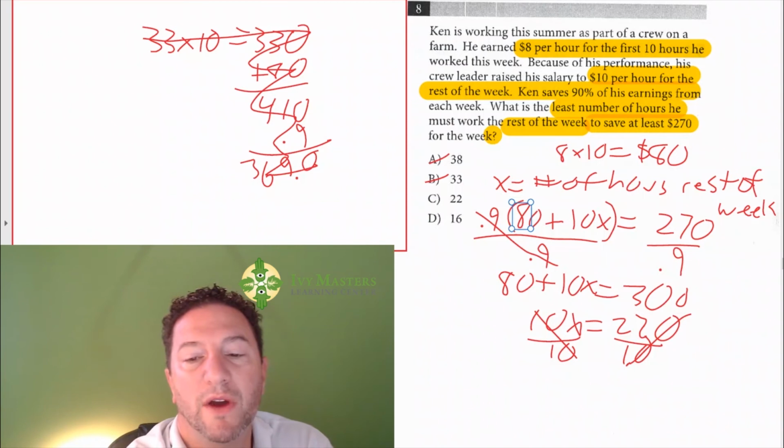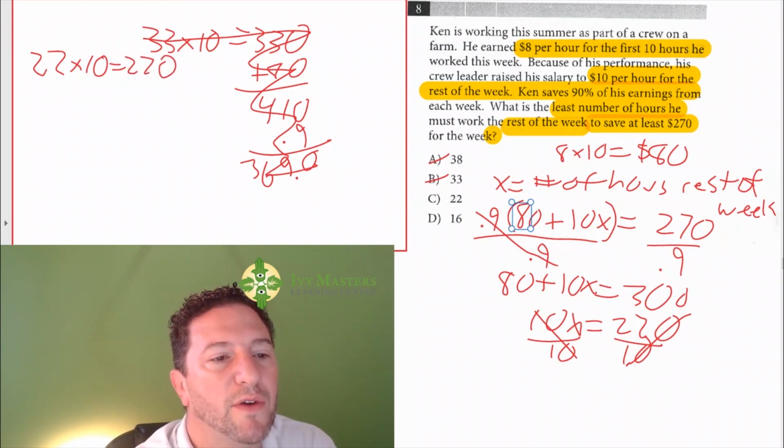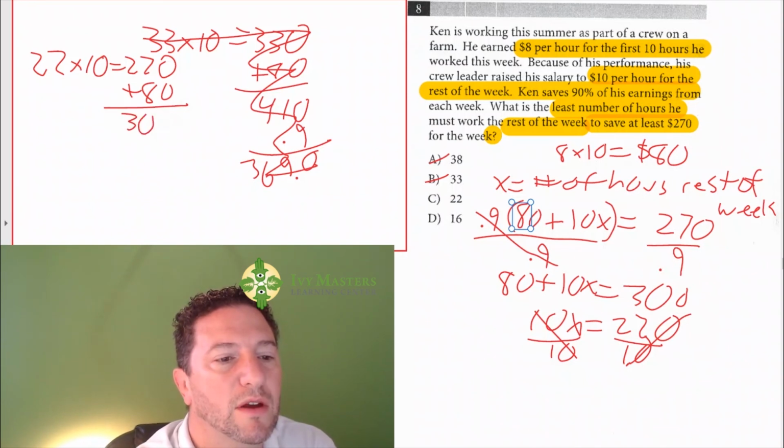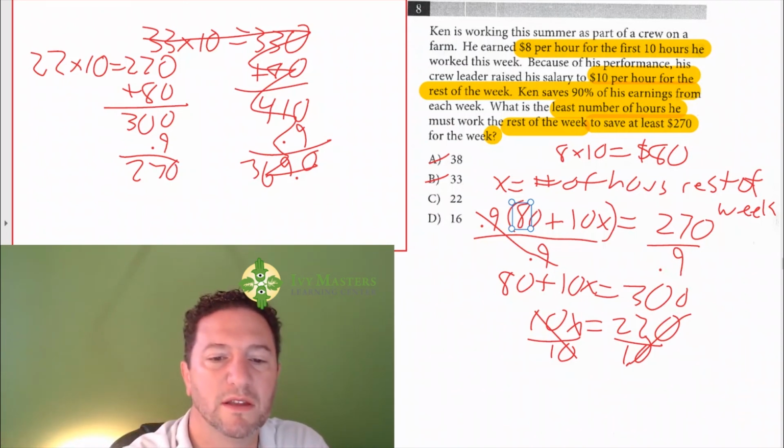So now if I test out my 22, I'm going to find that it works. 22 hours for the rest of the week times 10 is going to be $220. Now if I add the $80 he worked from the beginning of the week, then it's going to be $300. And if I take 90% of his total earnings, I get exactly $270. So once again, the answer is C.